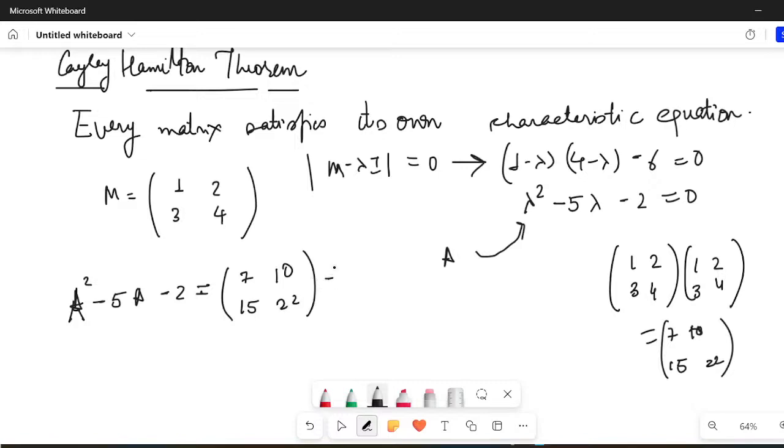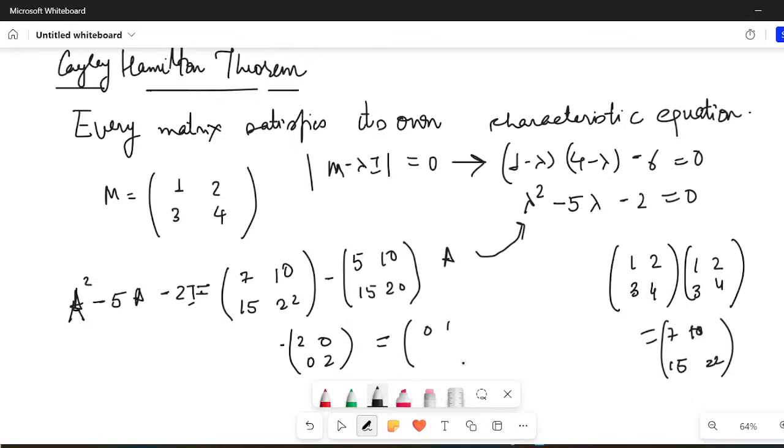Minus 5A. So what will be 5A? It is [[5, 10], [15, 20]], and then minus 2. This 2 can be replaced by 2 times identity, so 2 times identity will be [[2, 0], [0, 2]]. So what you will get finally, 7 minus 5 is 2, and it is quite easy to see that this will be a null matrix.